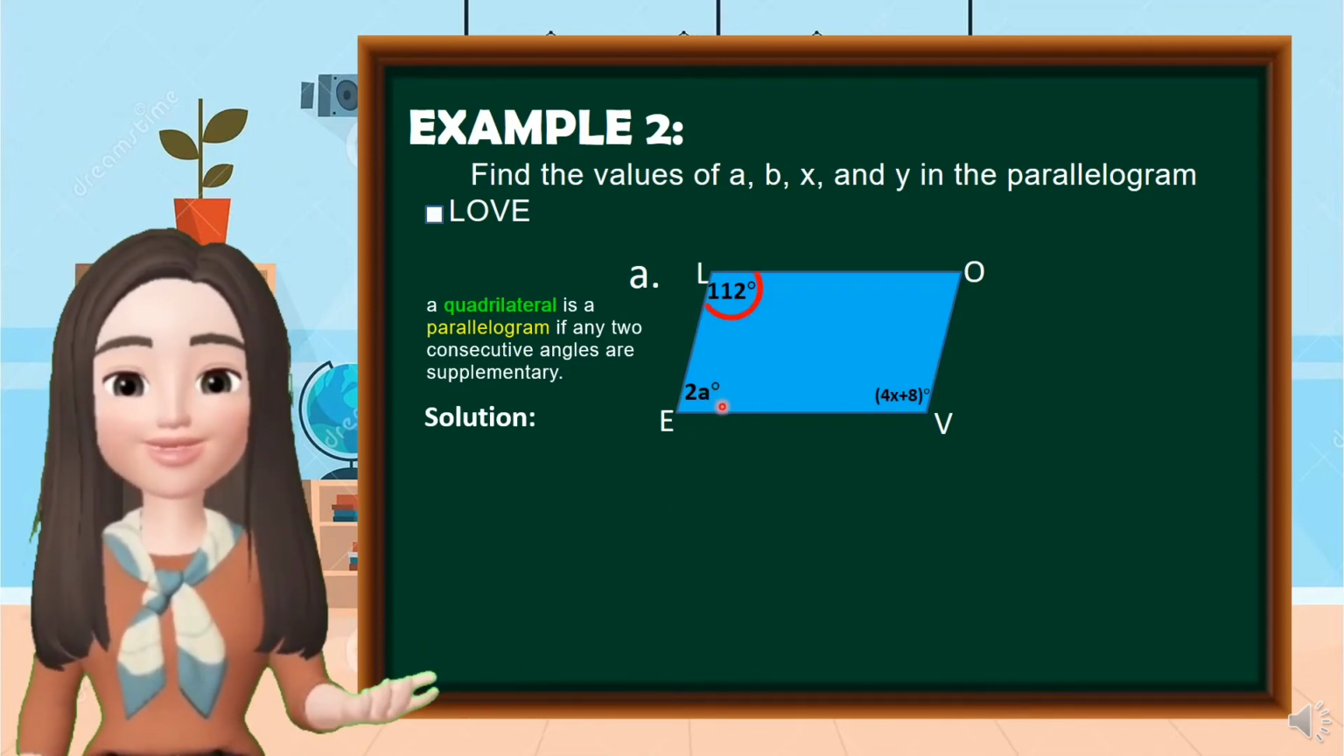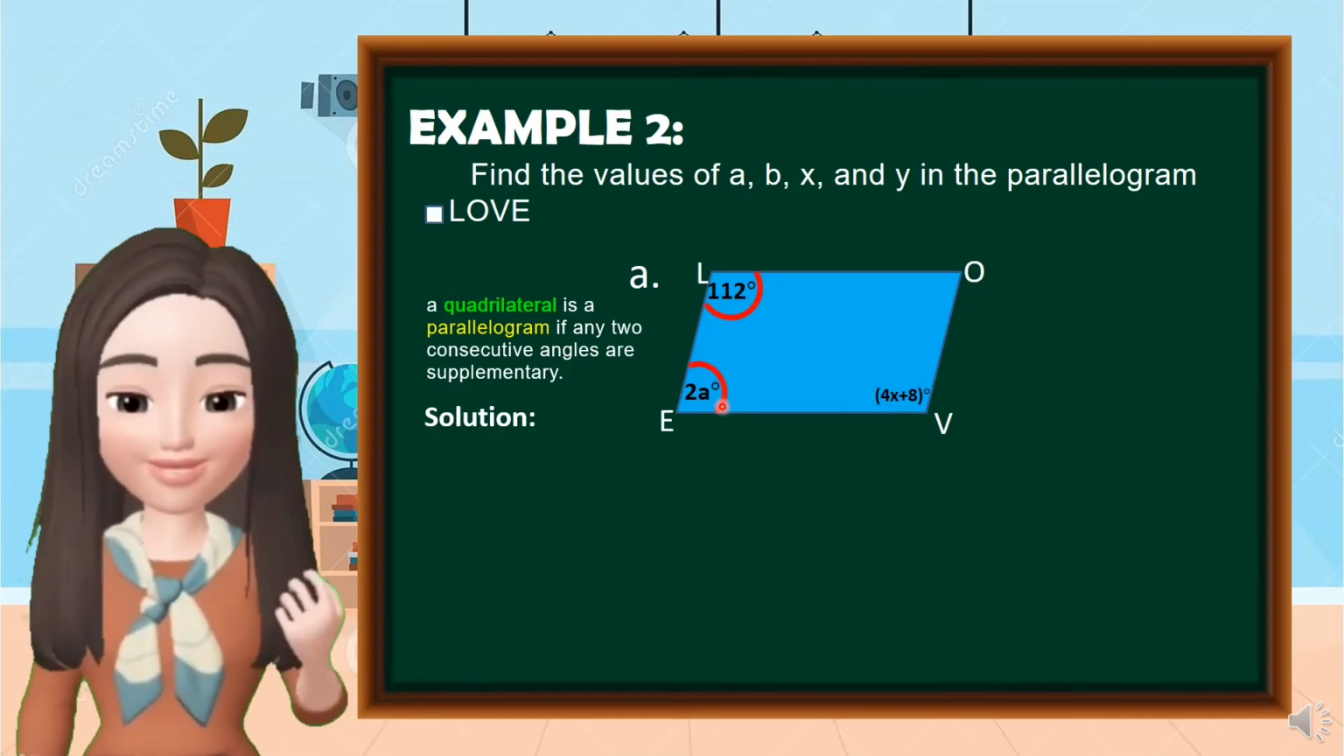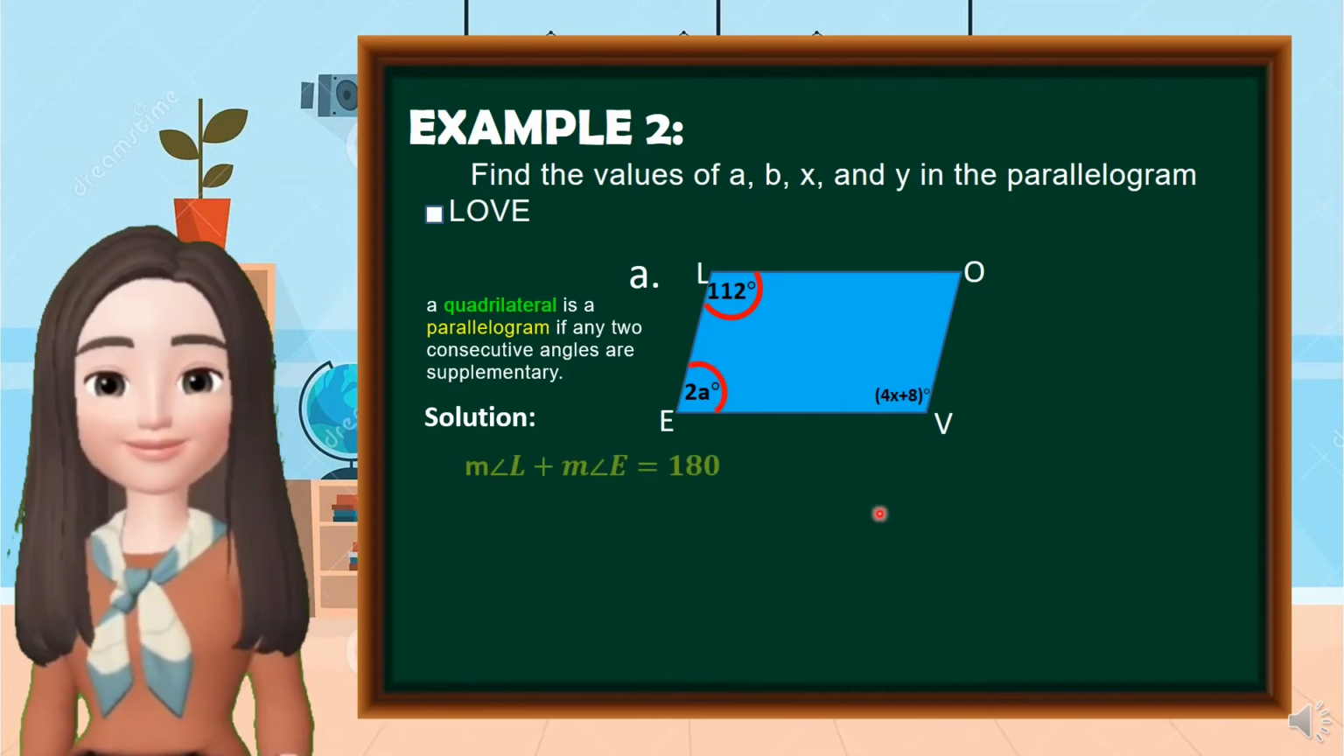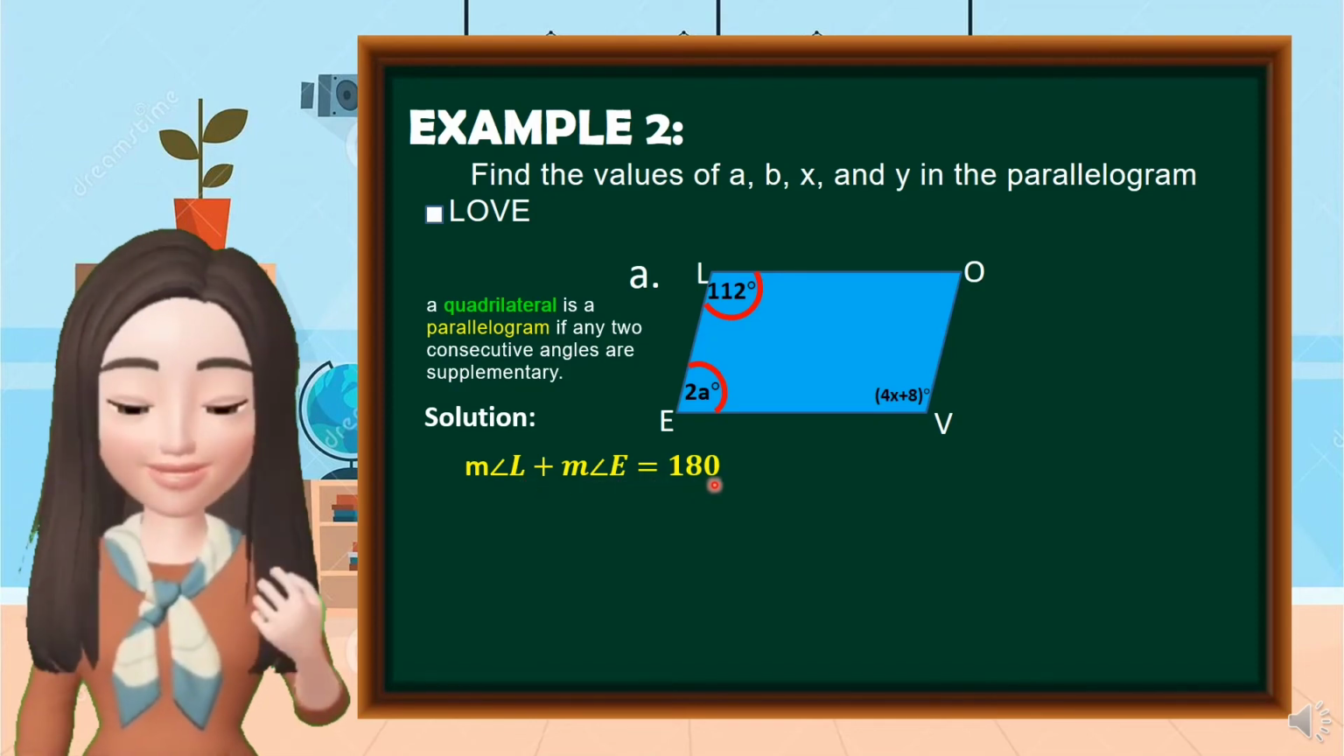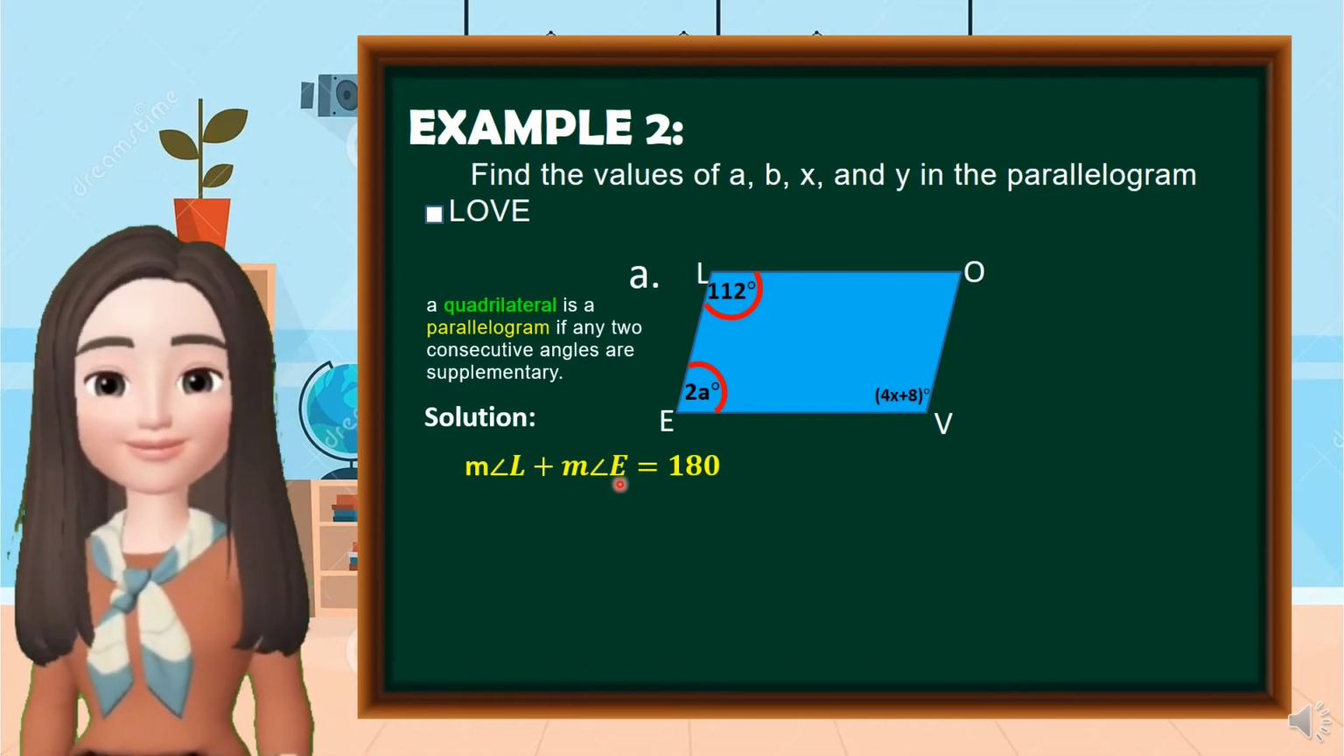So, angle L and angle E are consecutive angles. Therefore, they are supplementary. Ibig sabihin, our equation will be measure ni angle L plus yung measure ni angle E ay equal sa 180 degrees. Pag pinag-add natin yung dalawang measurement ng consecutive angles, equal siya sa 180 degrees. Now, let us substitute the values.